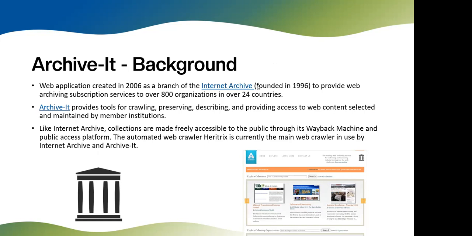Archive-It provides tools for crawling, preserving, describing, and providing access to web content that is selected and maintained by member institutions. So it's kind of like a curated version of Internet Archive. Like Internet Archive, collections are made freely accessible to the public through its Wayback Machine and public access platform. And the automated web crawler, which we mentioned, Heritrix, is currently the main web crawler that's in use by Internet Archive and Archive-It. And I'm going to go ahead and start sharing my web browser.